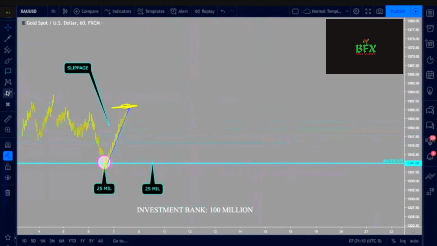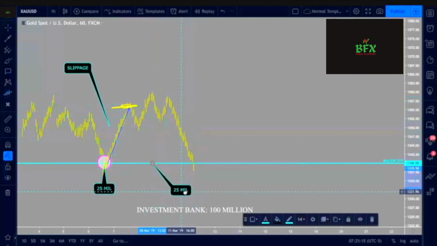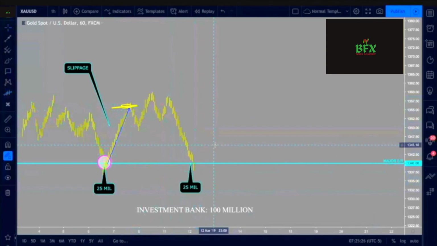So here's what's going to happen. Price will ultimately come around, and then boom, it will find this level again. When price reaches this level, what's going to happen? This $25 million order is going to get filled at 1340. When that order gets filled, it's going to cause price to rise. When $25 million of asset is bought, it will cause the value of that asset to rise.